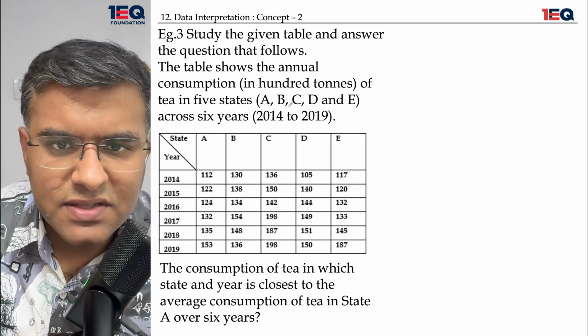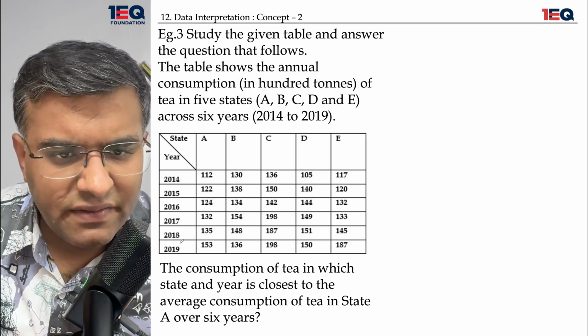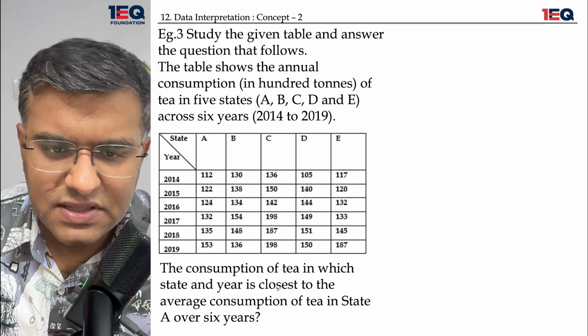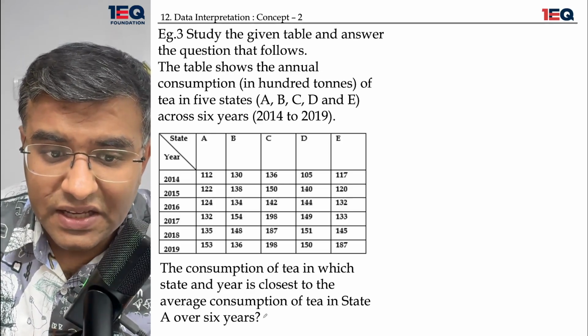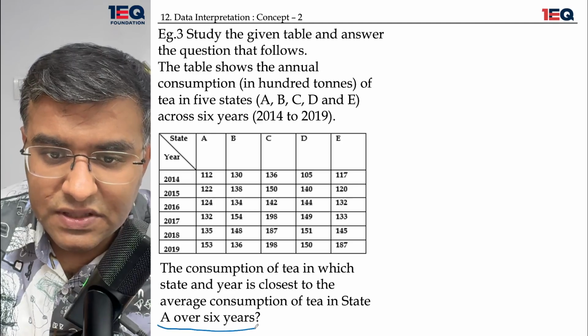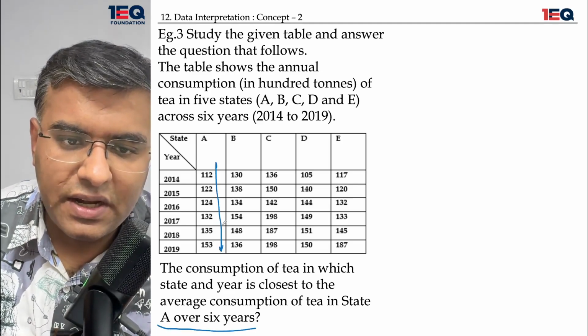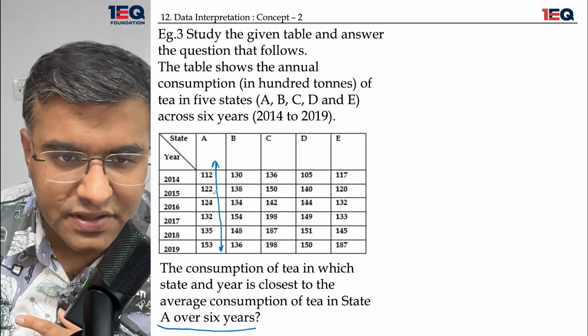We are talking about consumption of tea in 5 different states across 6 years. The consumption of tea in which state and year is close to the average consumption of tea in state A over 6 years? We'll only be talking about state A, and I'll have to find out its consumption over 6 years.